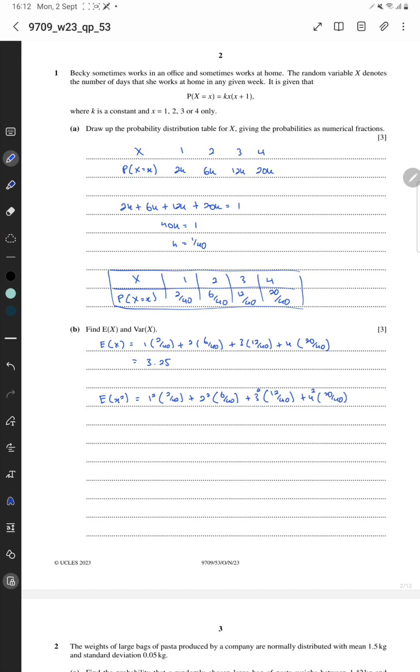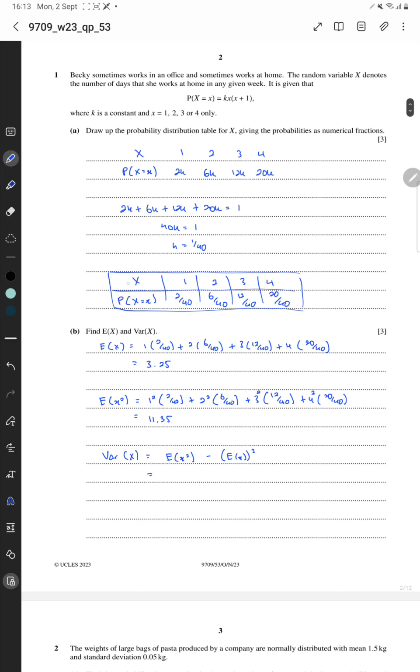The good thing about this is to make sure you don't erase everything in the calculator. You can just add a square for each of the numbers, where 1 squared, 2 squared, 3 squared, and 4 squared, and you should get 11.35. But you're not done here, because the variance of X refers to E(X squared) minus the square of E(X).